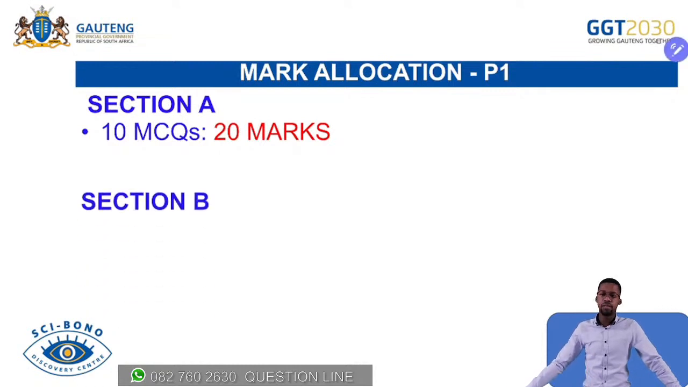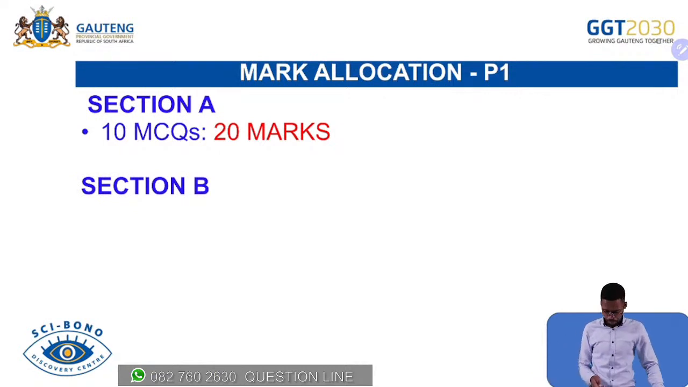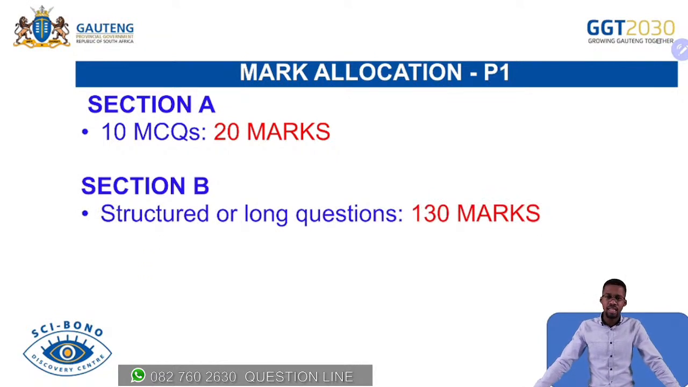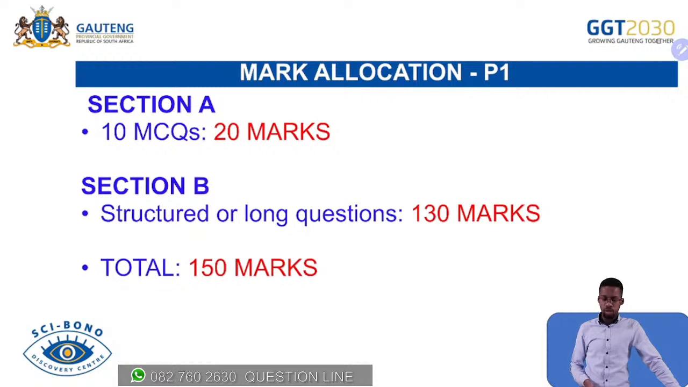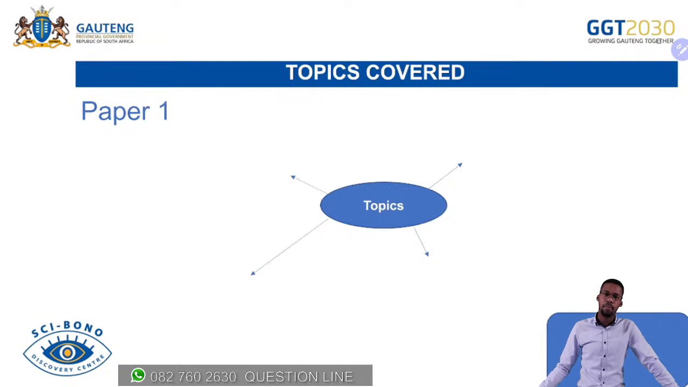And then section B will be structured questions from question 2 to question 10 or question 11. And the total is 130 marks. So for paper 1 in total, you will be writing for 150 marks. And the duration is 3 hours.